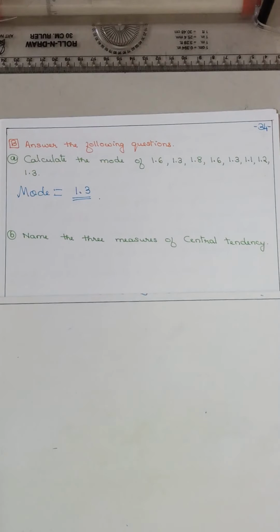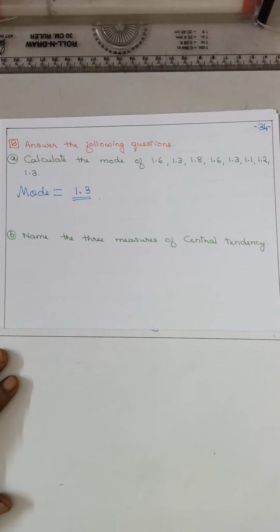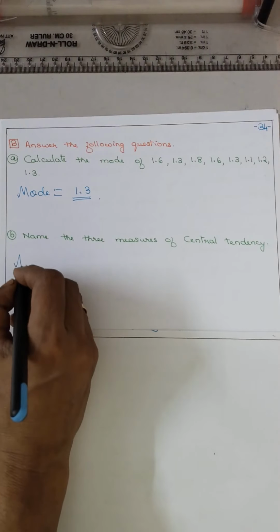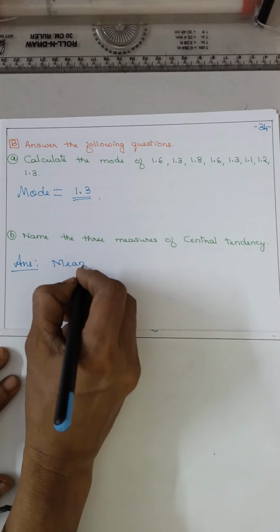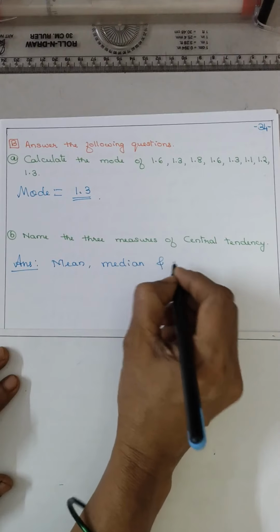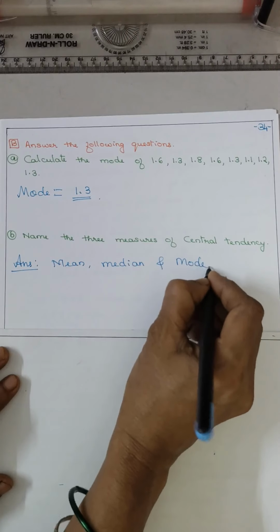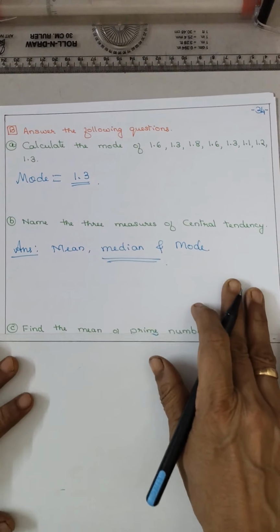Now coming to question B. Name the 3 measures of central tendency. The most often asked question. Which are the 3 measures of central tendency? It is the mean, median and mode. These are the 3 measures of central tendency.